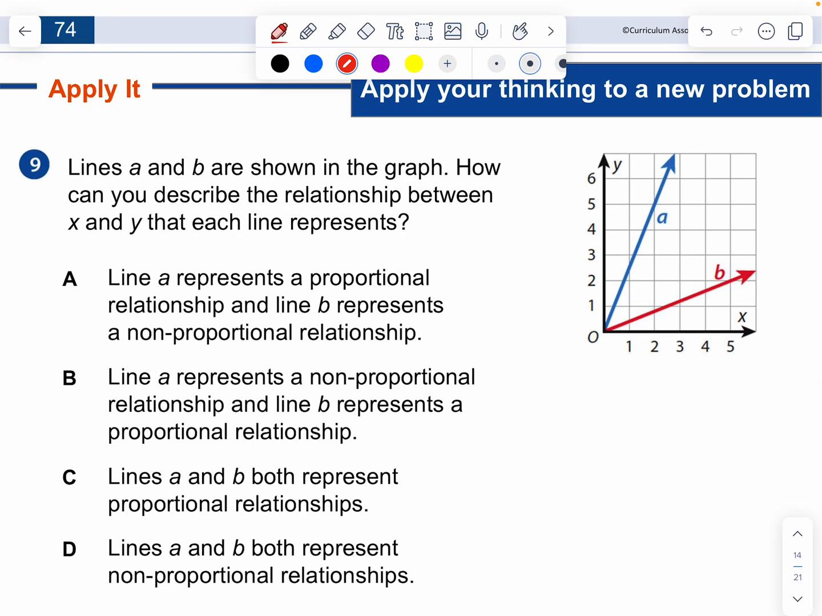Okay, let's look at this graph. Lines A and B are shown in the graph. How can you describe the relationship between X and Y that each line represents? Do they both start at the origin? That's good. And are they both straight lines? So can we say that both of these show a proportional relationship? I believe we can. And it looks like C says lines A and B both represent proportional relationships.